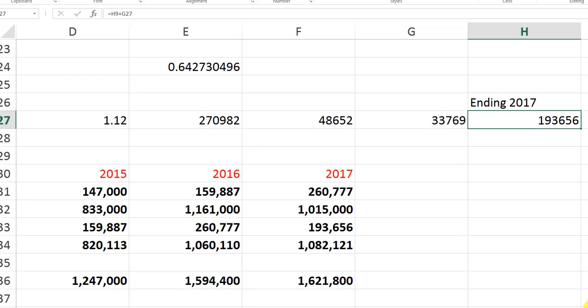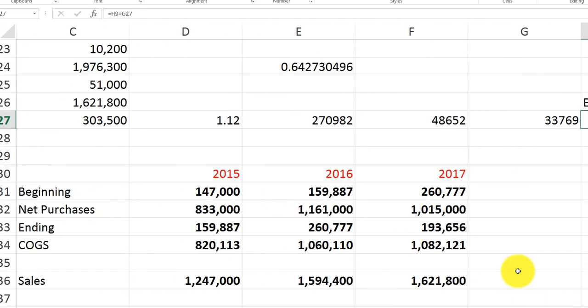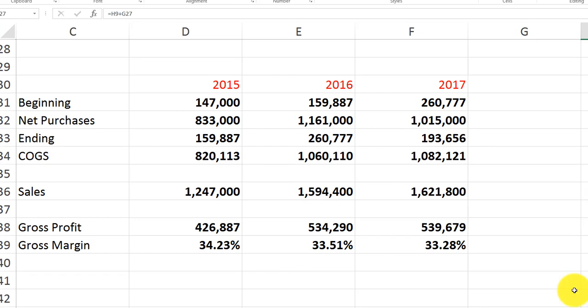So then we can summarize our results with our beginning inventory, net purchases for each year, and ending inventory to get our cost of goods sold. Remember, beginning plus purchases minus ending equals cost of goods sold. We got our sales given, and gross profit is sales minus cost of goods sold, and gross margin is gross profit divided by the sales.